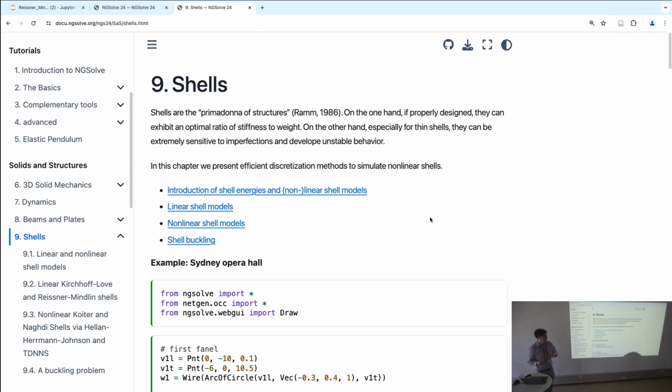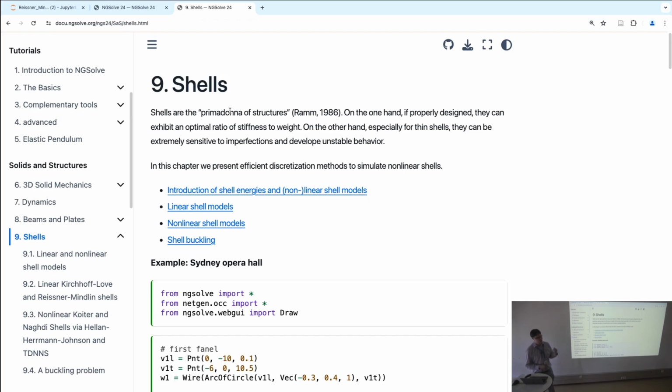Yeah, thank you very much for the introduction, Joachim. We already had a great talk about solids, and now I'm going to talk a bit about structures: beams, plates, and especially shells. Shells are also called the prima donna of structures, because on the one hand, if you properly design them, the ratio between stiffness and weight is more or less optimal, so they can carry a lot of loads. But if you do not design them perfectly, they easily get unstable. And in numerical methods, there are a lot of problems like locking.